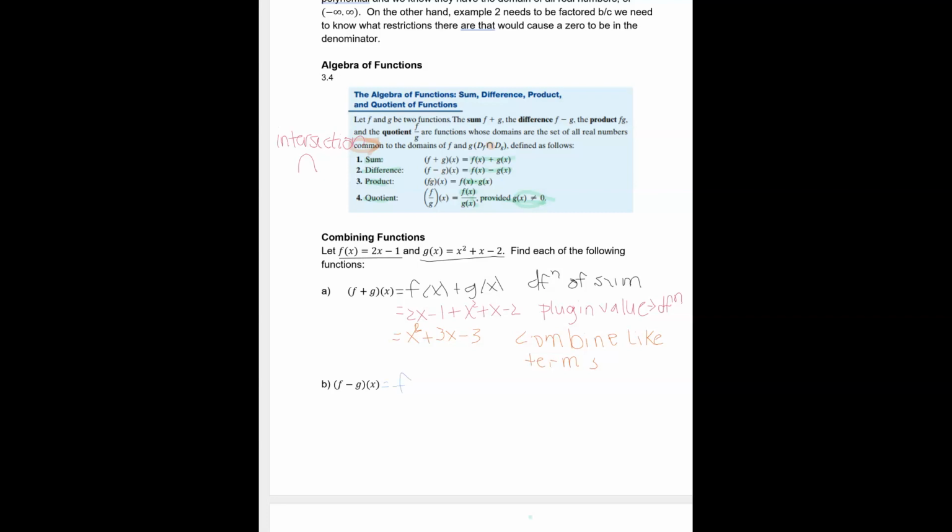f of x minus g of x. Okay, and this is definition. I'm going to write diff. Hope y'all get that right, what that is. Okay, now again, we're just going to plug in the value.